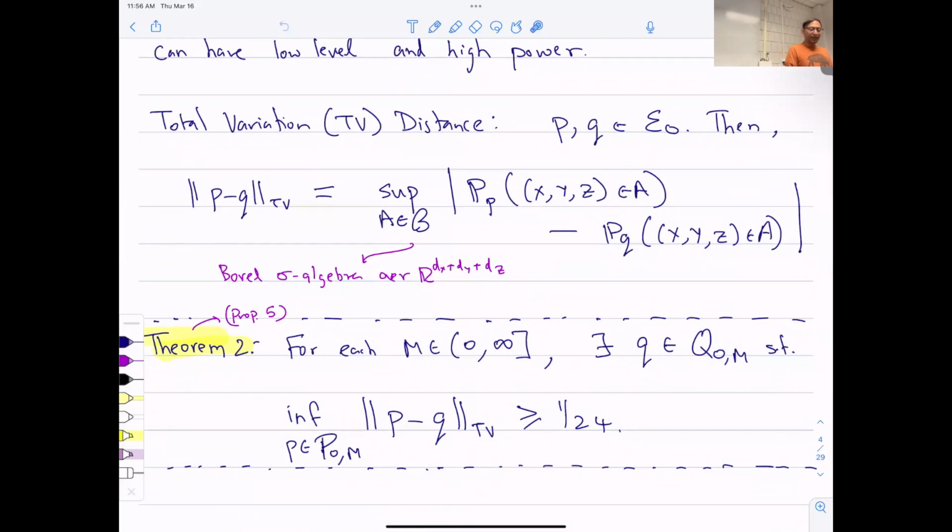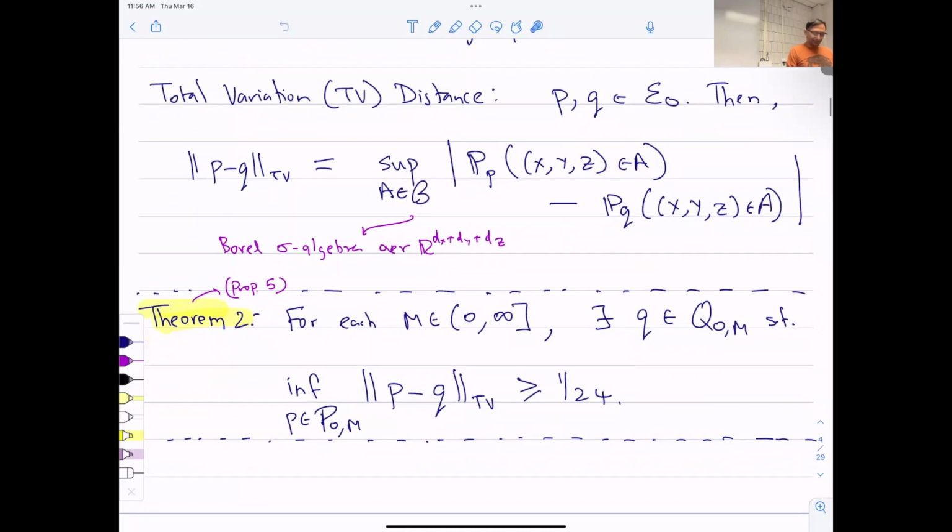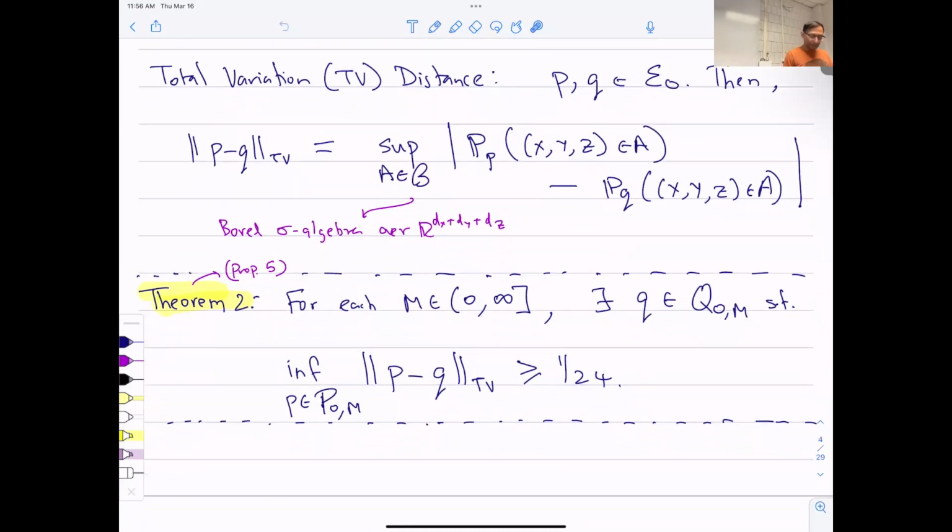Look at any two distributions P and Q. Forget about whether they're conditionally independent or not for now. Then there's something called the total variation distance, which is the following: pick any set A, find the probability that your random variable under P lies in A, minus the probability that it lies in A under Q, and search over all Borel sets. This is the total variation distance. Many of you might have seen it for discrete distributions; this is the TV distance for more general distributions. The second result says, pick any P you want. Then there's a Q that is actually far away from P.